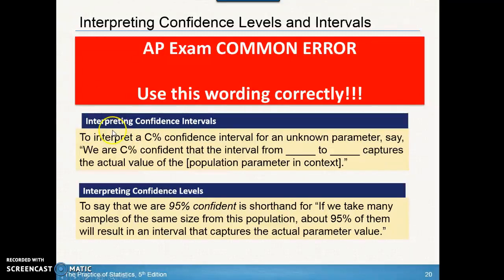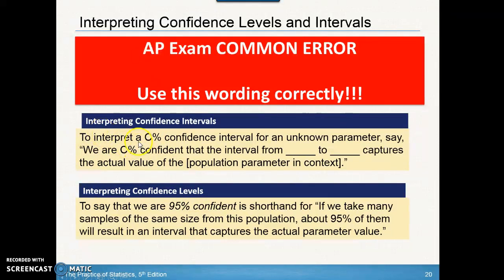Okay, you want to be very, very careful. Please make sure you look at the directions. If it says interpret confidence interval, that's one thing versus interpreting the confidence level. And anytime you create a confidence interval, every single time, you're going to want to interpret the confidence interval. You only need to interpret the confidence level if the question asks you to do so.